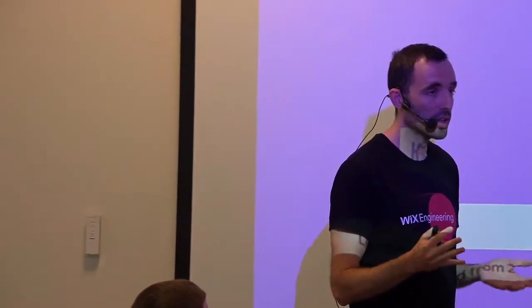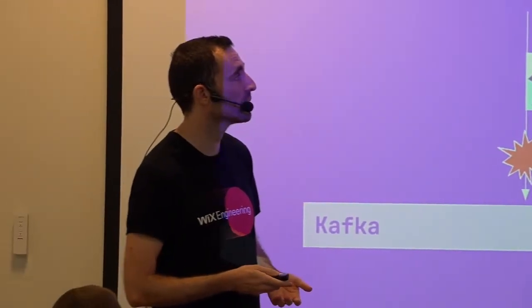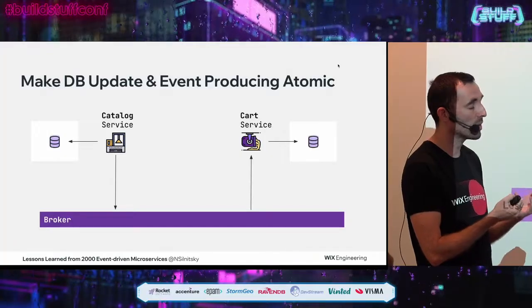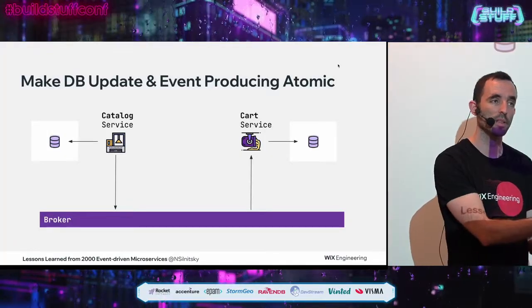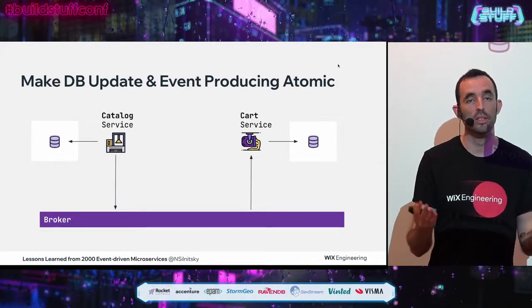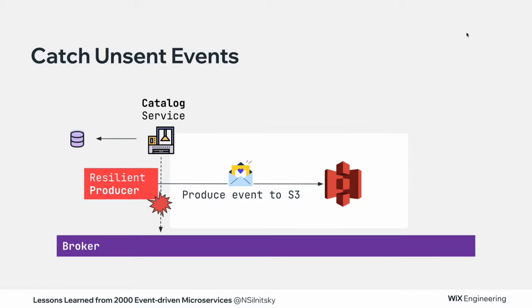So the challenge here is what to do when sometimes you get failures to produce messages. And the deeper knowledge here is that we need to make database updates and event publishing atomic, so they have to happen in the same transaction. Either both the database update and the event sent happen, or none should happen at all, theoretically.